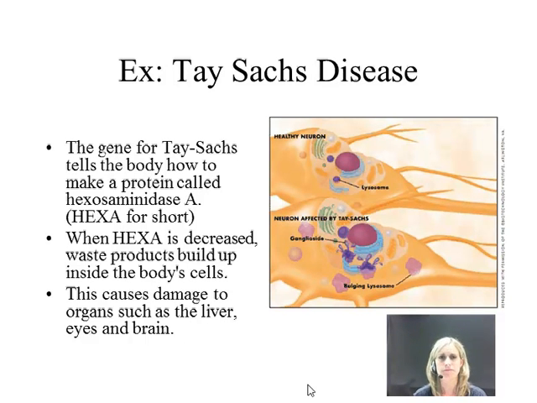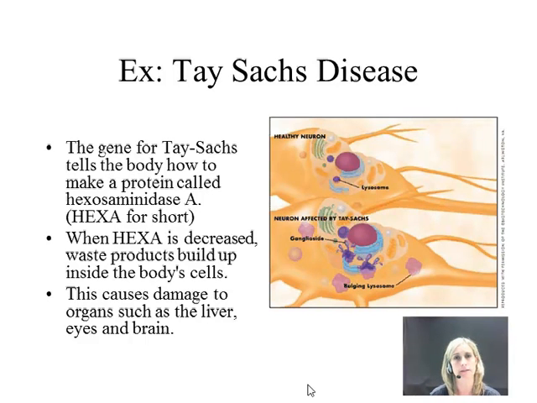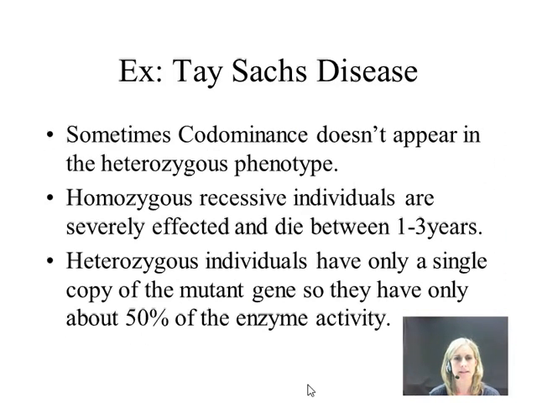Now, the weird thing about Tay-Sachs is it only presents itself as a disease when you have 2 copies of the allele. So we originally called it recessive. But it's a situation where the disease doesn't appear in the heterozygous phenotype. Our homozygous recessive individuals are severely affected. They die between 1 and 3 years. Our heterozygous individuals only have 1 copy of this mutant gene, so they only have 50% of the enzyme activity.